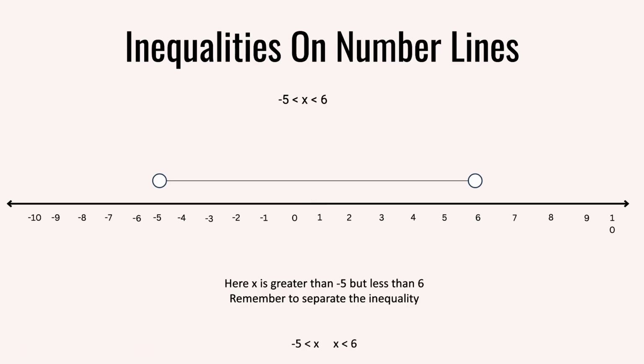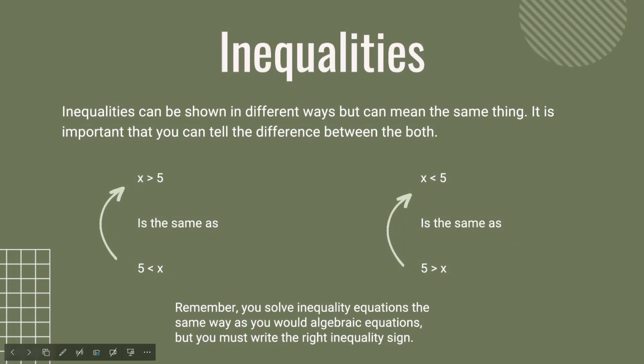Remember to separate the inequalities if you are struggling. So as you can see at the bottom, x is greater than minus 5, and then your separate one, 6 is greater than x. It is important to separate the inequalities when, say, we have x minus 2 in the middle, as you would have to work out both inequalities separately, as you will see in questions. Inequalities can be shown in different ways, but can mean the same thing. It is important that you can tell the difference between the both.